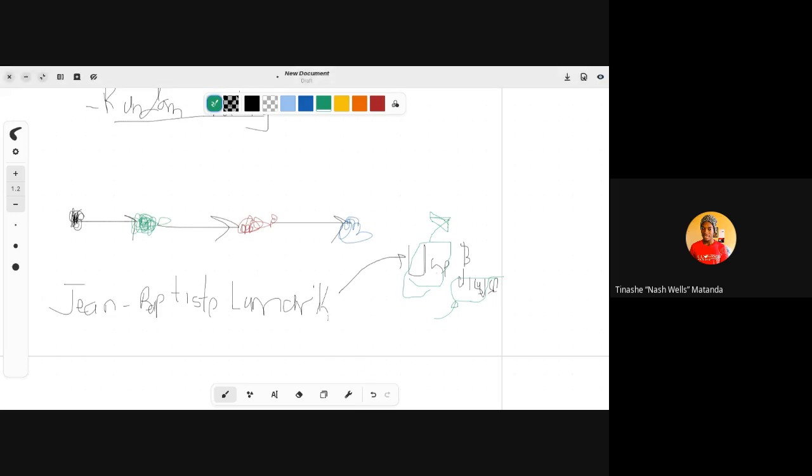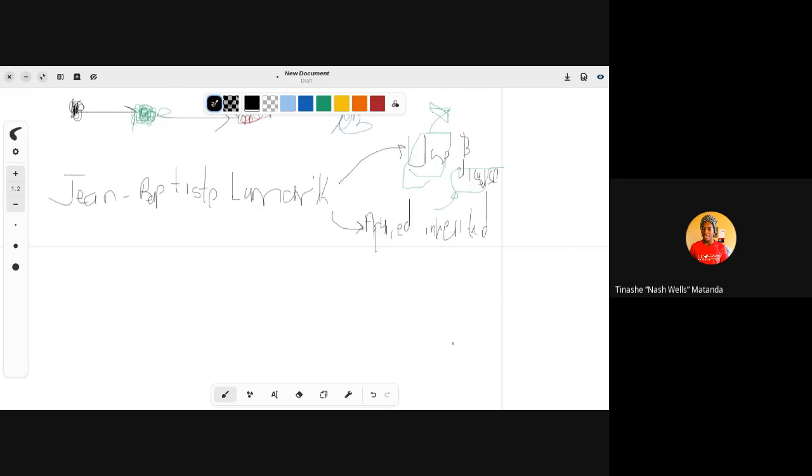Then the second law he came up with was the law of acquired inherited characteristics. This is quite long and you have to know it word for word. So this is acquired inherited characteristics.